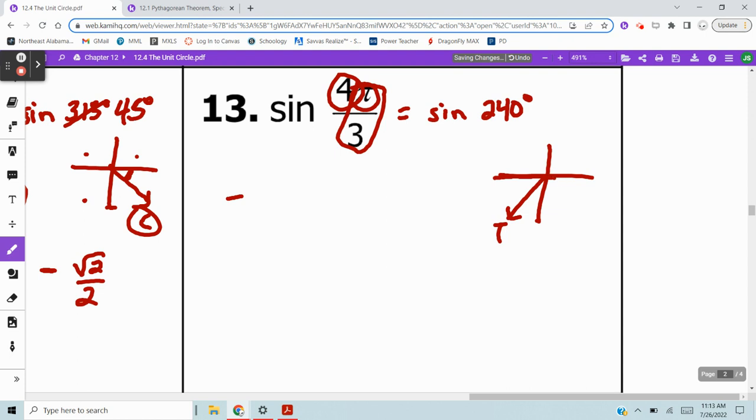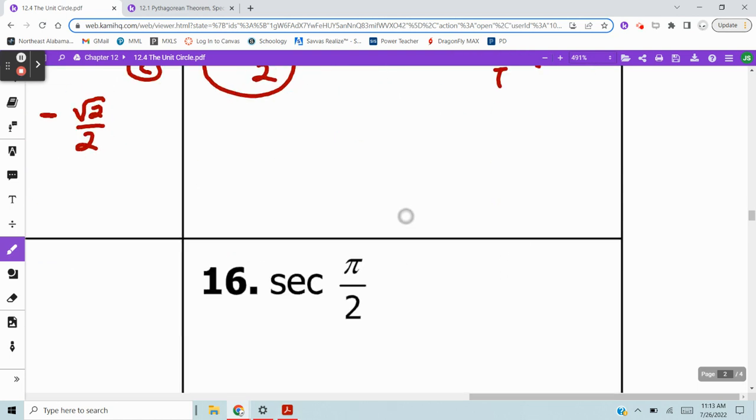This is 180. And we're at 240, so we're looking for this reference angle between 180 and 240, which is a 60-degree angle. The sine of 60 is root 3 over 2. So therefore, the sine of 240 degrees is negative root 3 over 2. Okay, on to number 14.